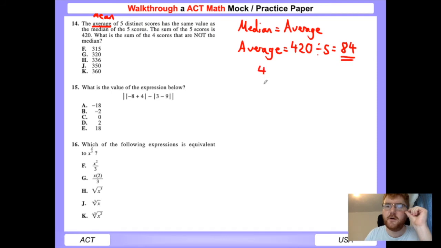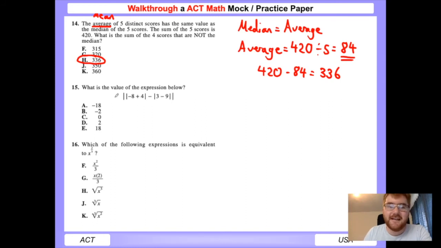So we need to take our 420, which is all the 5 scores added together, and then minus the 84, minus that median figure, and that will then give us the answer of 336. Please ignore my phone. Right, so that gives us the answer here of H. Google's always telling me what to do.